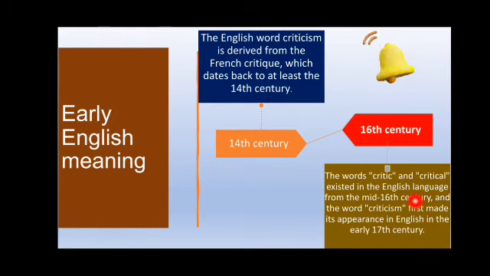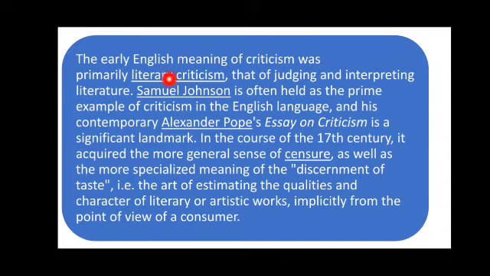So the word criticism appeared in the English language in the 17th century, while the two words critic and critical existed in the English language in the 16th century. The early English meaning of criticism was primarily literary criticism, that of judging and interpreting literature. Samuel Johnson is often held as the prime example of criticism in the English language, and his contemporary Alexander Pope's Essay on Criticism is a significant landmark.